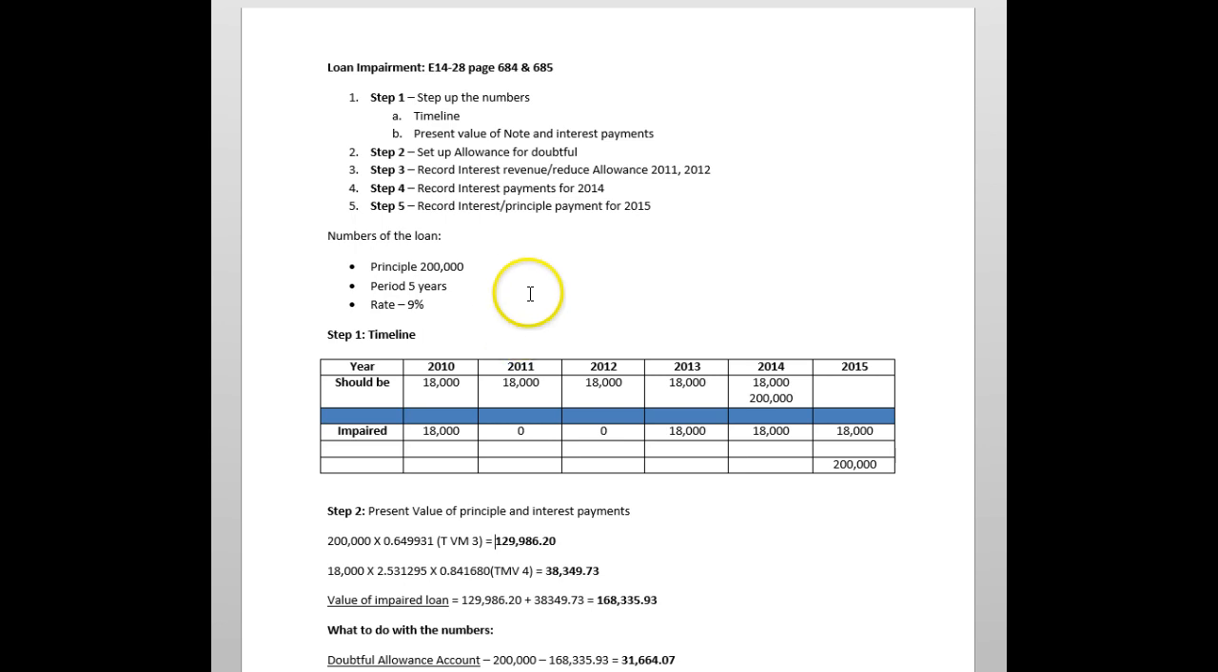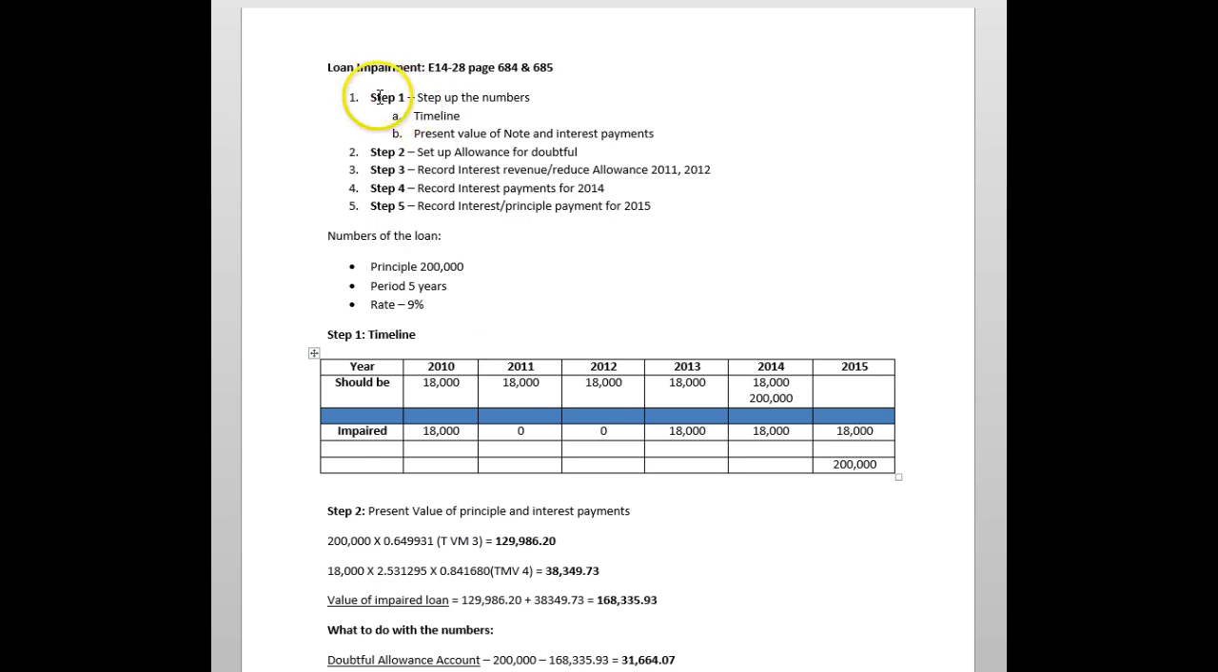What's happened is the company has paid the first $18,000 payment, and at that time informed you that it would not make payments for 2011 or 2012. It would start payments again in 2013 and 2014, and a year later pay it off. Now, your problem is, how do you account for this?